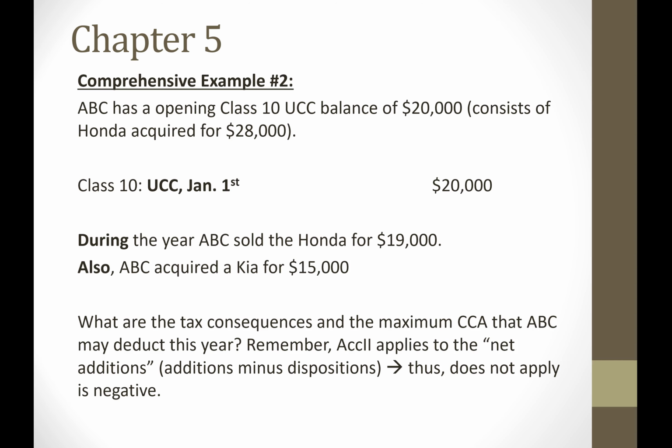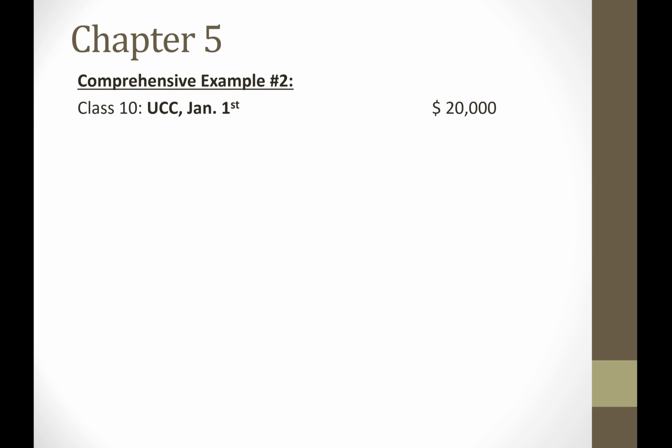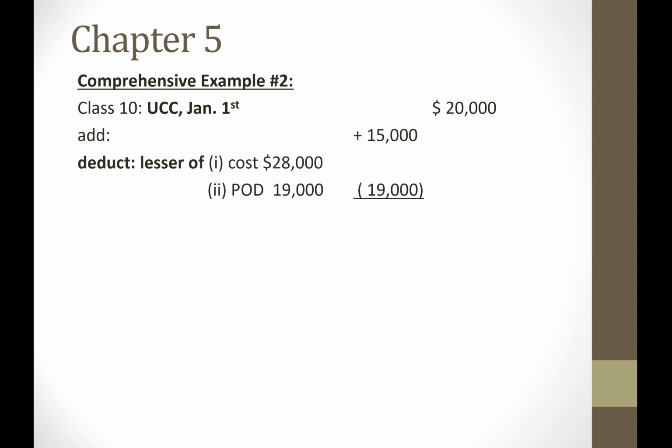Okay, let's have a look at the solution on the next slide. We started off with $20,000. We added that Kia of $15,000, and we sold a Honda, so we deduct the lesser of costs or proceeds. The lesser is the proceeds of $19,000. That's going to give us a negative amount for net additions.